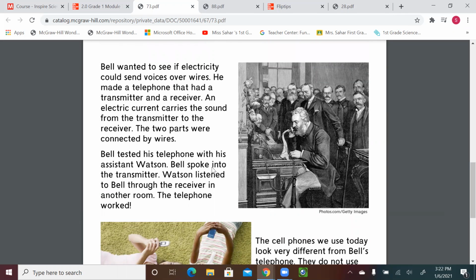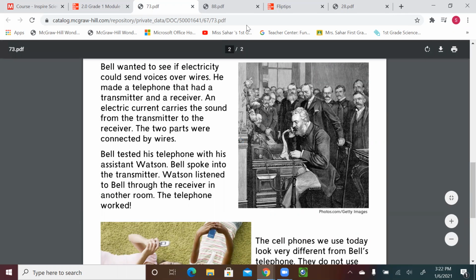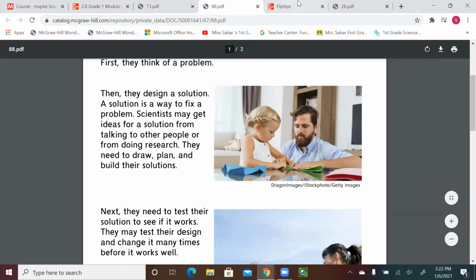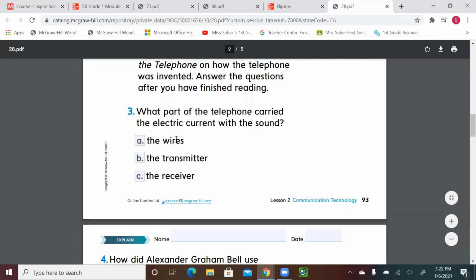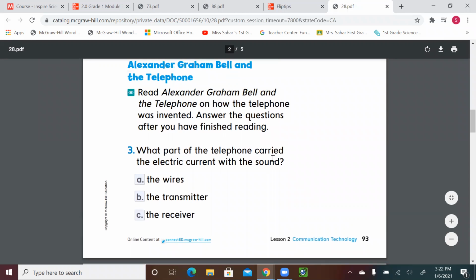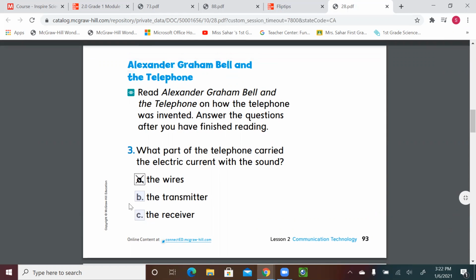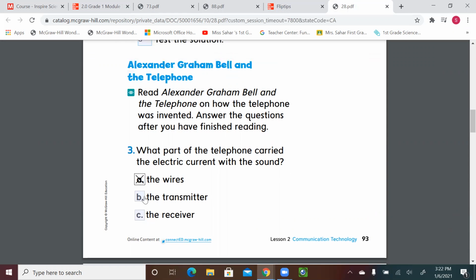All right, so let's go to our page. Number 3. So what part of the telephone carried the electric current with the sound? Is it the wires, the transmitter, or the receiver? Very good. The wires. All right, so let's go for that. Next part.